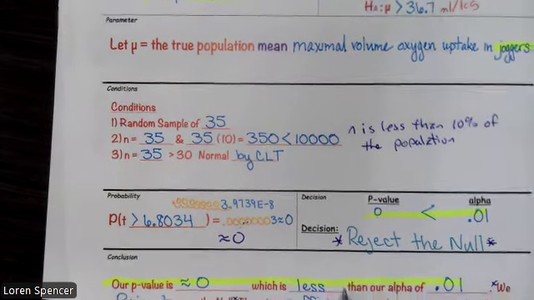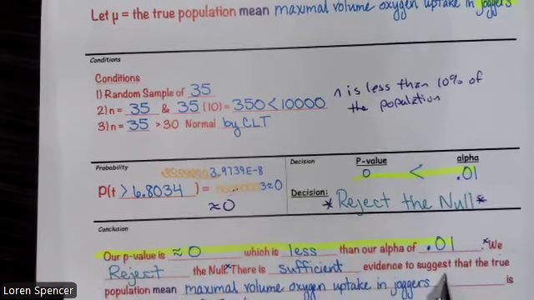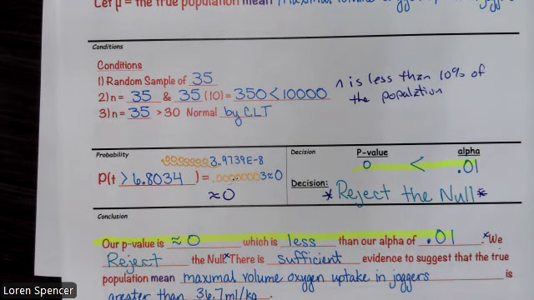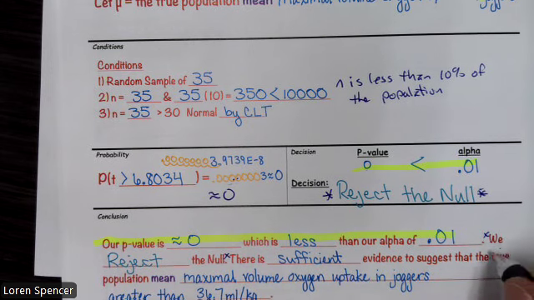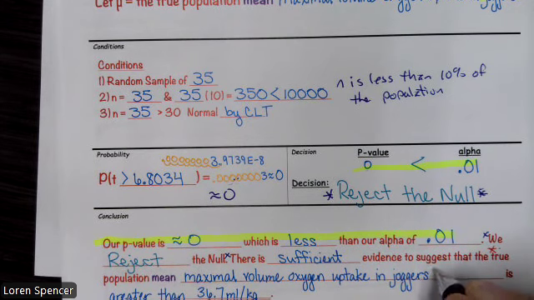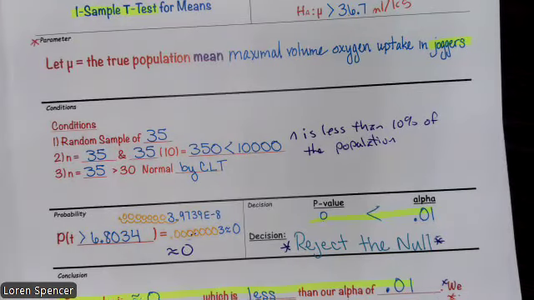Now, there is plenty of evidence, and it's going to be either there is or there is not. If we fail to reject, there is not. But here, there is sufficient evidence to suggest that the true population mean maximal volume of oxygen uptake in joggers. Please remember this: true population mean maximal volume of oxygen uptake in joggers. That's our parameter. You don't need to write the word parameter, but that's where that came from.